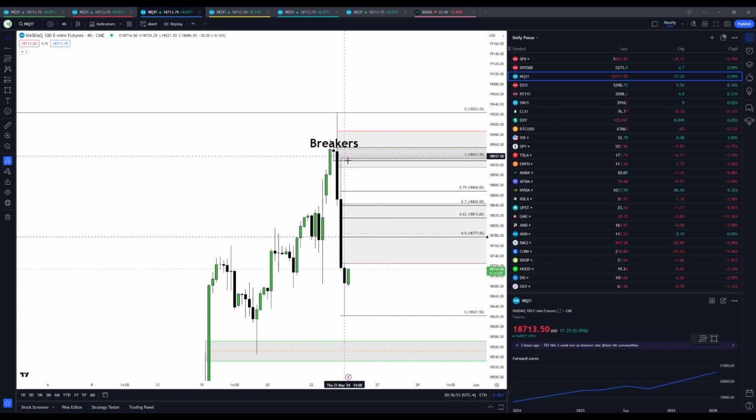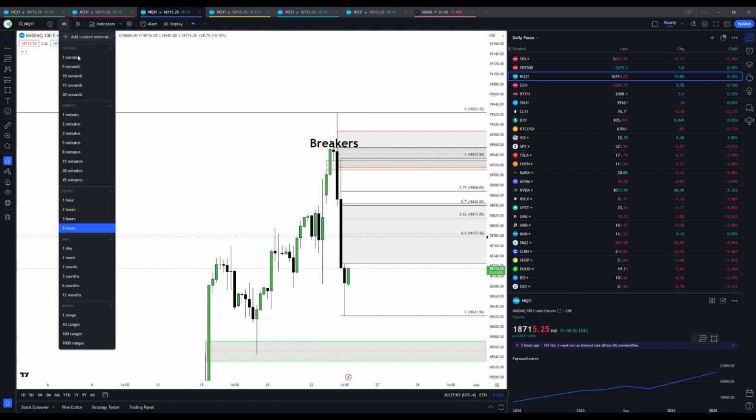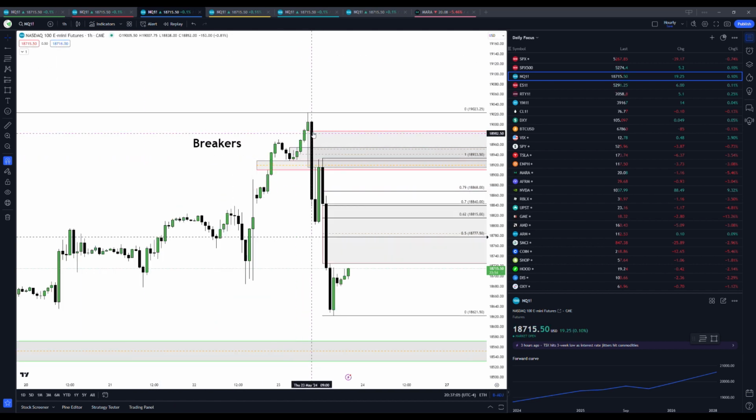4-hour inversion fair value gap. Okay. Solid, right? You inverted this, not only this gap up, but also this right here, right? Check. Okay. So that's one. You have the hourly bearish fair value gap right here.